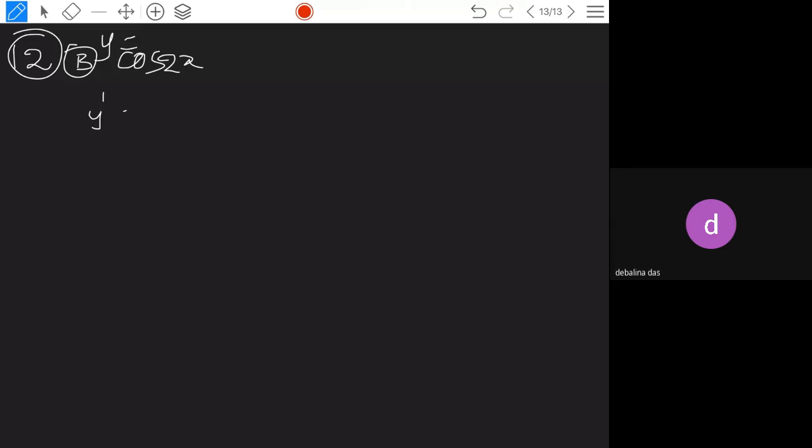I am writing here y dash is equals to, so cos 2x differentiation is what? Differentiation of cos 2x is minus 2 sin 2x. Is my voice audible to you all? Yes, sir. Okay. Minus 2 sin 2x. So now the question is given to you, x is in between 0 and pi by 2, but this function is having 2x. So when the x is in between 0 and pi by 2, then the 2x will be in 0 to pi.